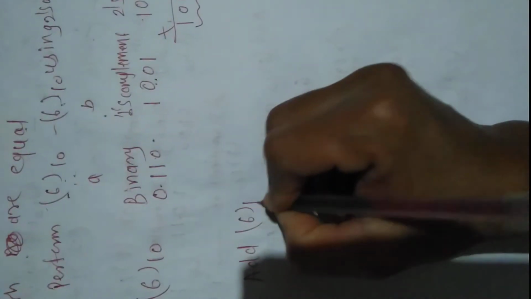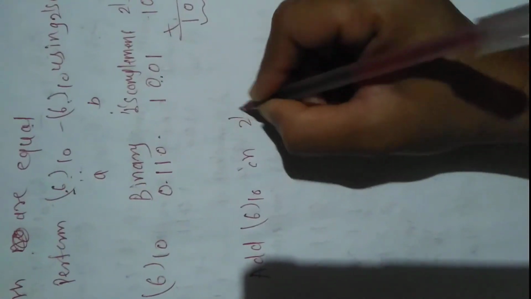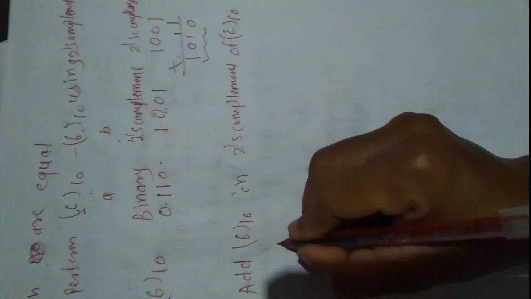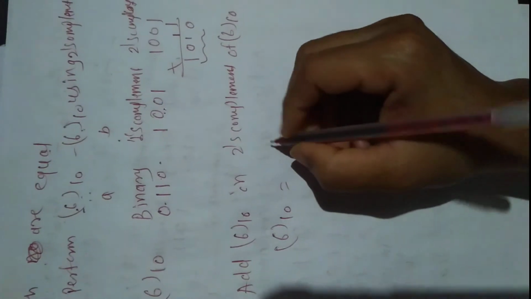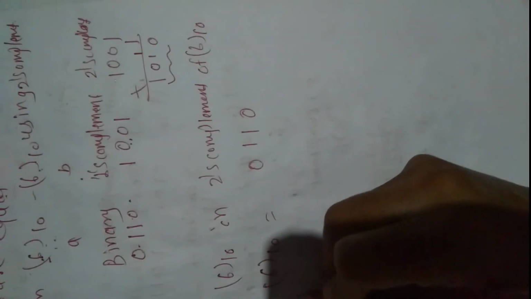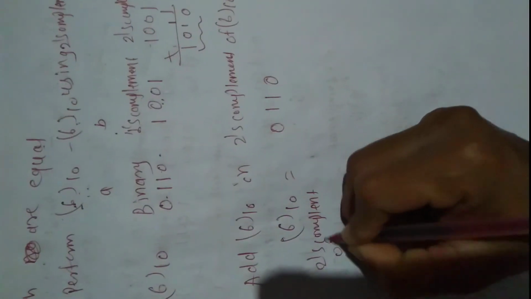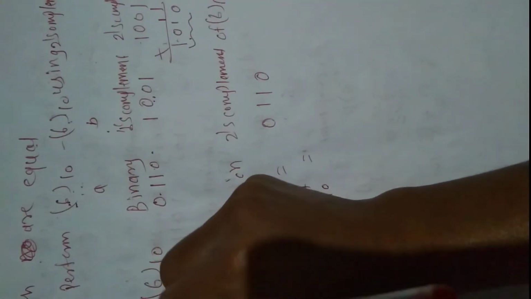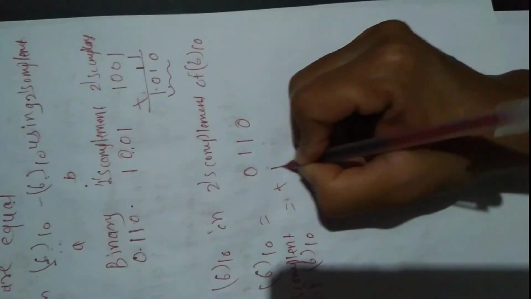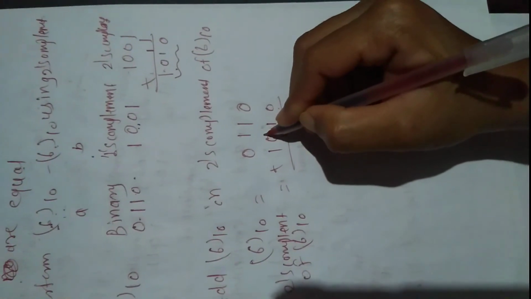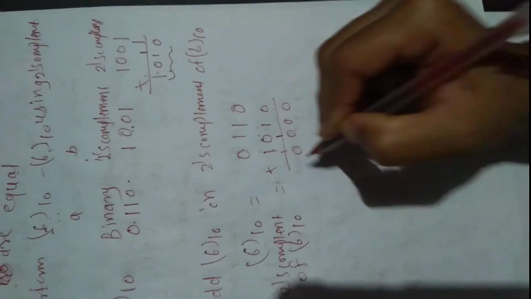Add 6 of 10 and the 2's complement of 6 of 10, that is the B number. So 6 of 10, the first number, is 0, 1, 1, 0. And the 2's complement of 6 of 10, the B number, is 1, 0, 1, 0. So 0 plus 0, 0, 1 plus 1, 0, carry 1, 1 plus 0, 1, 1 plus 1, 0, carry 1, 0 plus 1, 1, 1 plus 1, 0, carry 1.